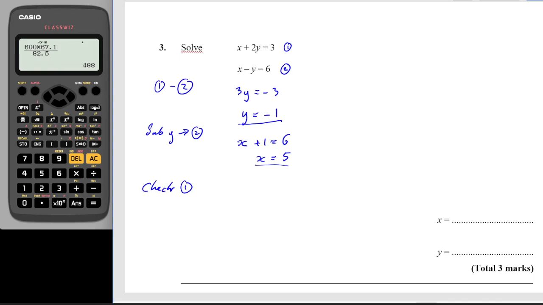So x is 2 lots of 3, and it should be equal to 3. So we know that we are correct. So x is 5 and y is minus 1. There we go.